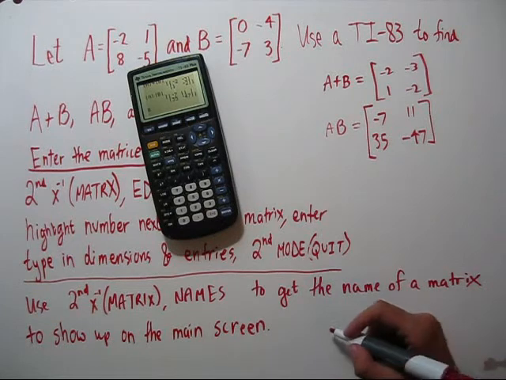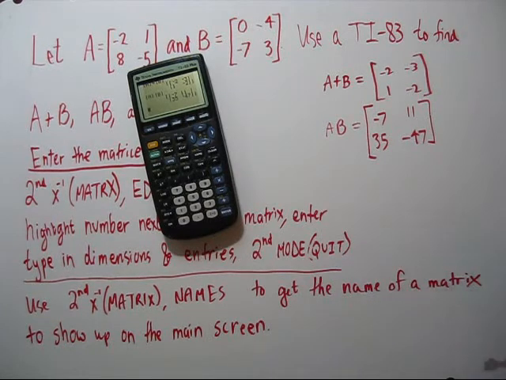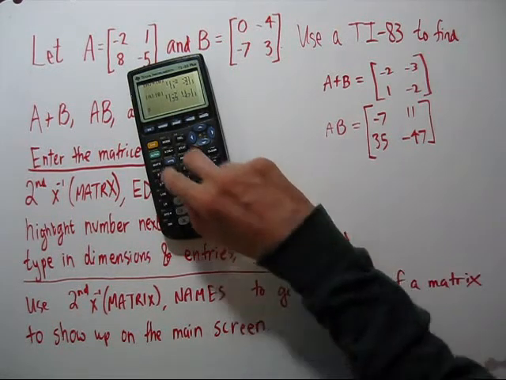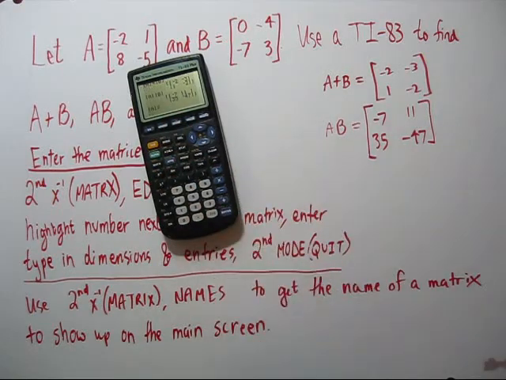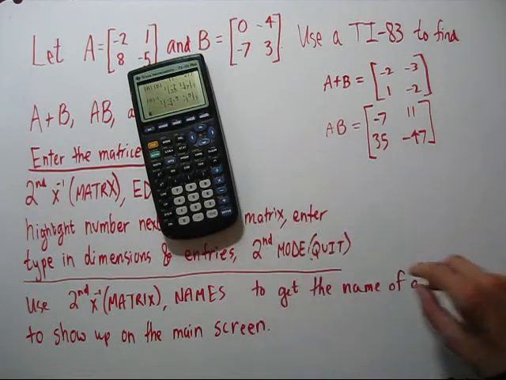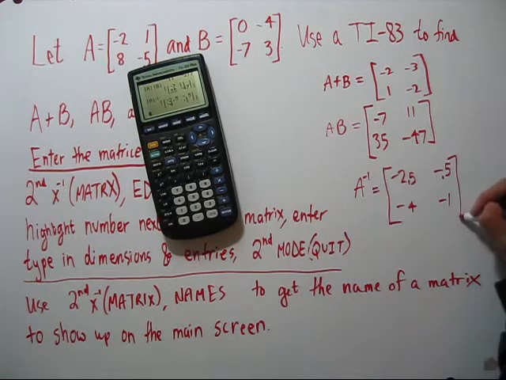For A inverse, you need to use the X inverse button. So first of all, get the A to show up on the screen, and then just hit the X inverse. I tried putting it to the -1 power, and the calculator wouldn't take it, but it will take that X inverse.